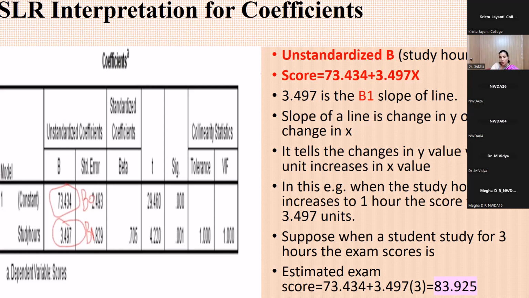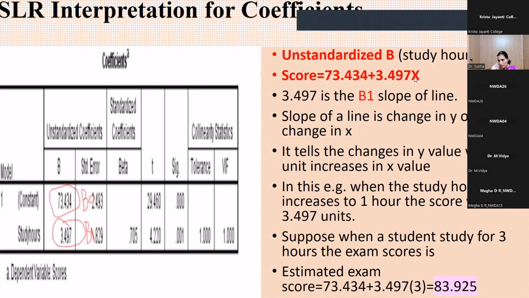In our example, whenever the study hour increases by 1 hour, if you substitute 1 for the x value, the score will increase by 3.497 units. So you can see an increase in the score. How much does the score increase? 3.49 units. If you study for 1 hour, your score increases by 3.49 units.